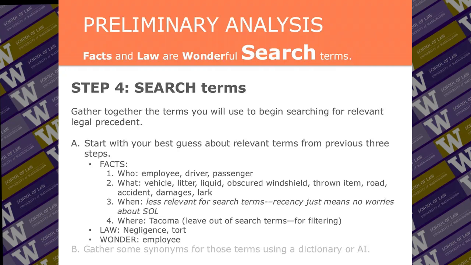The where, Tacoma or Washington, we'll leave that out of our searching for now. There's going to be a statute or some case law that will have to do with how torts work in Washington state. And then from the law step, negligence, tort, we're pretty sure that this has to do with a tort. And then from the wonder step, we found out a little bit more about Alena and Annie's relationship to the University of Washington and their testimony and their trip that day having to do with their professional work at the University of Washington. So I'm going to add the search term of employee.